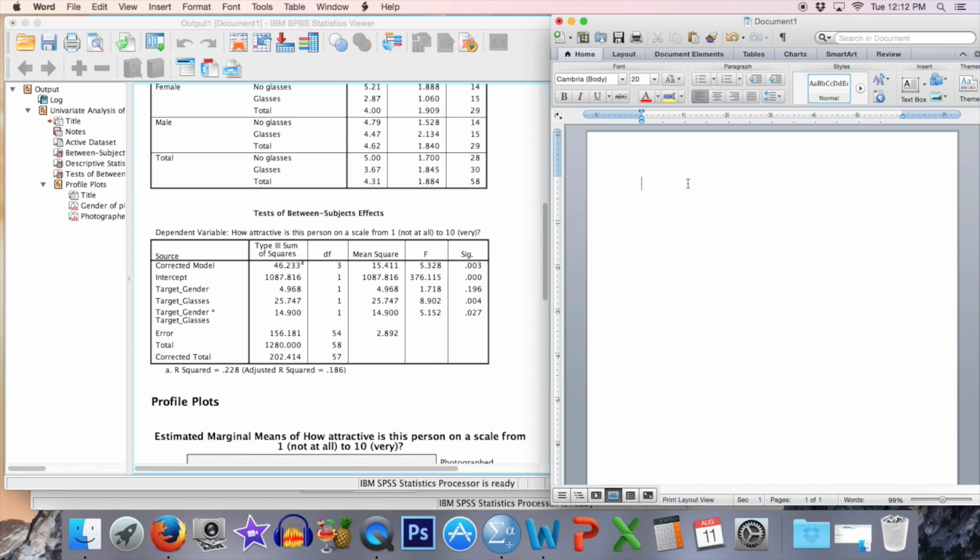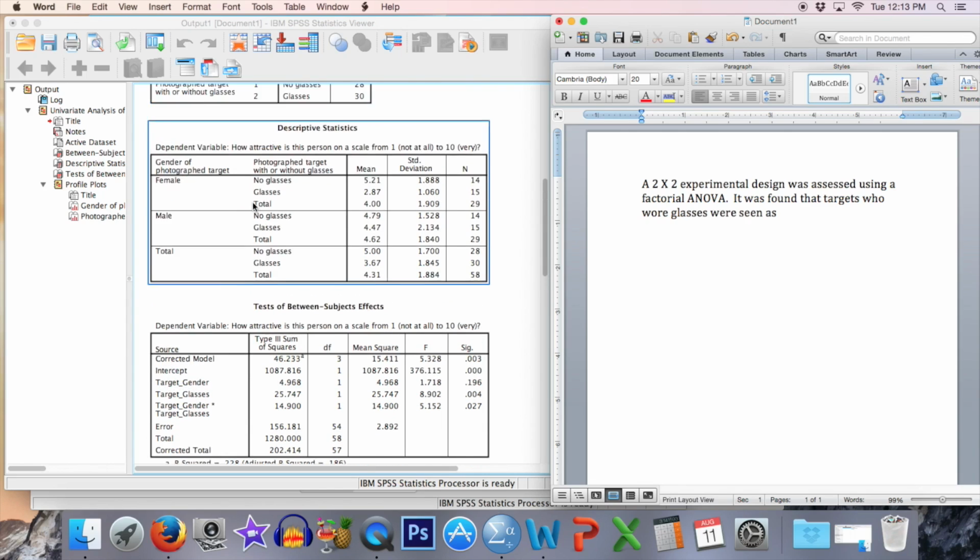So first you just want to say what your design was. You say something like a 2 by 2 experimental design was assessed using a factorial ANOVA. And once you have that set up, you can get into whatever effects you have. So you could say it was found that targets who wore glasses were seen as, and then we don't know if they're more or less attractive than those without glasses.